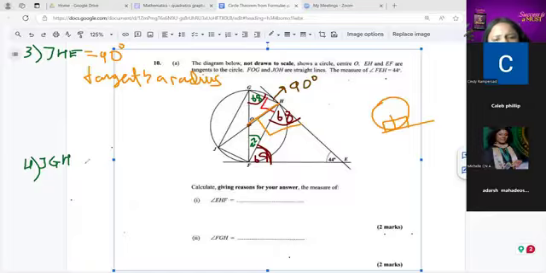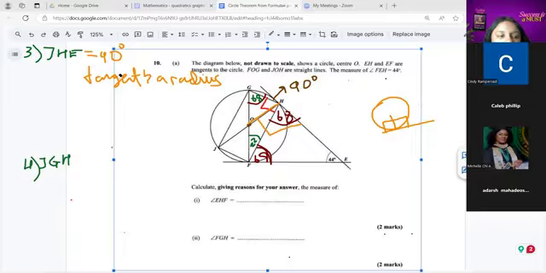Angle JGH. G to G to H. Okay, looking at this triangle here, they want the angle at G, from J to G to H, so this angle. Now, that angle is also 90 degrees. Why is it 90 degrees?